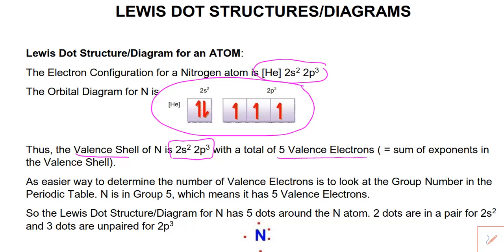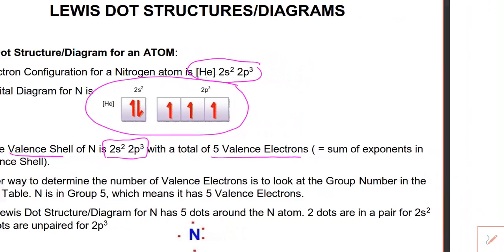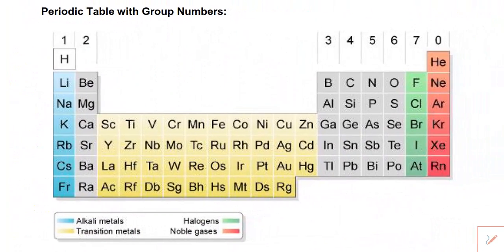There's a quicker way to do this than having to do the electron configuration or the orbital diagram. We could just look at the periodic table. If we look here at the periodic table, we see that nitrogen is in group 5, and we just said that nitrogen had 5 valence electrons. That means that everything in group 5 is going to have 5 valence electrons, and by that logic, everything in group 3 will have 3 valence electrons, everything in group 4 will have 4 valence electrons, and so on.